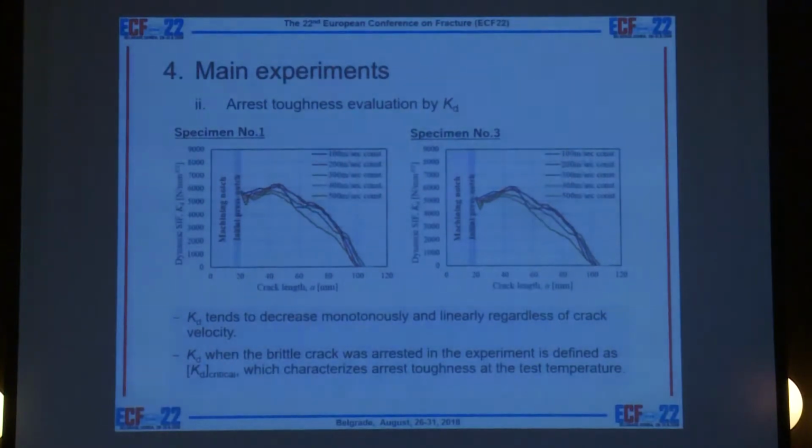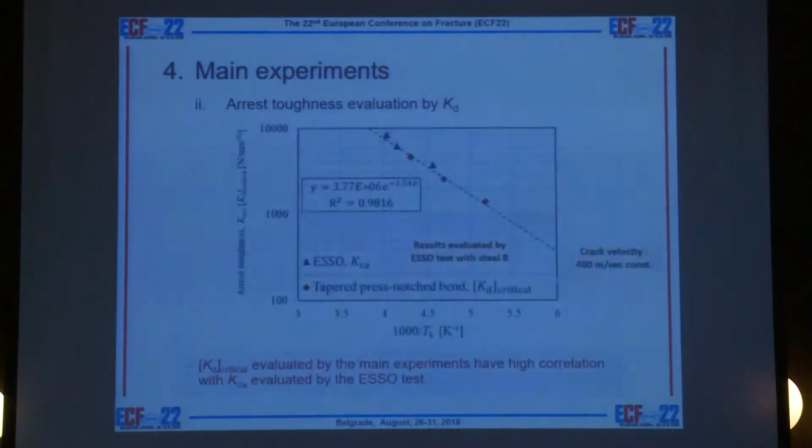Considering the maximum value of KD, it can be said that a toughness of at least 6,000 can be evaluated by this test. Then, this figure shows the evaluation result of KD critical in the main experiments, and KCA evaluated by S-test. Both data evaluated with the same steel have high correlation. In other words, this result suggests that KD calculated by simplified 3D elastic plastic FEA can accurately characterize the physical property of KCA evaluated by S-test.